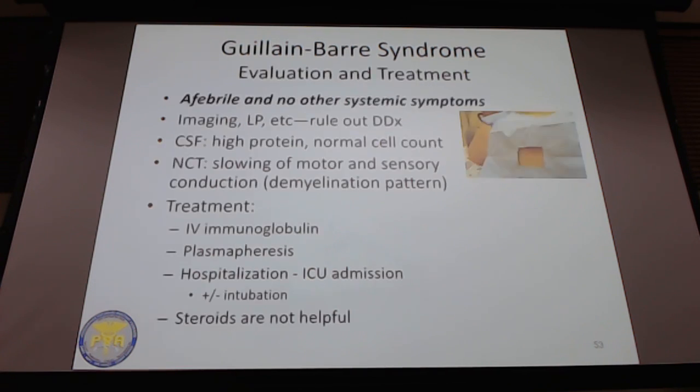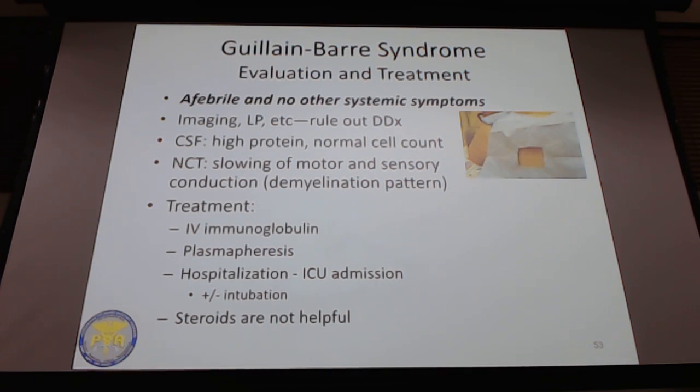So, okay. Again, evaluation and treatment, afebrile, no other systemic symptoms, imaging, you're going to rule out all this other stuff, right? So typically you're going to make sure that they don't have meningitis or any other type of invasive tumor in their head that's causing this. You get down to the end and you're like, man, this could be Guillain-Barré. Nothing else is kind of making sense here. So CSF, high protein, normal cell count, nerve conduction studies you can see there. And then treatment, IVIG, plasmapheresis, plus or minus hospitalization, plus or minus ICU, plus or minus intubation.